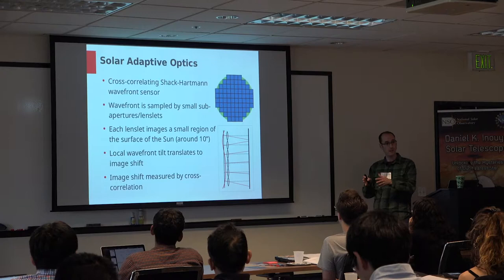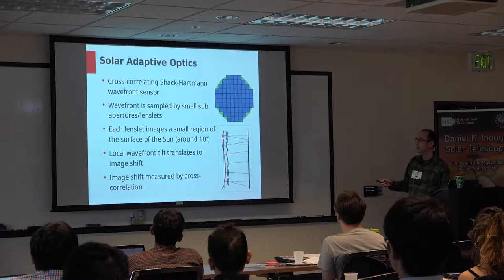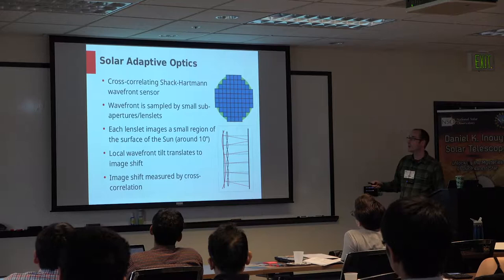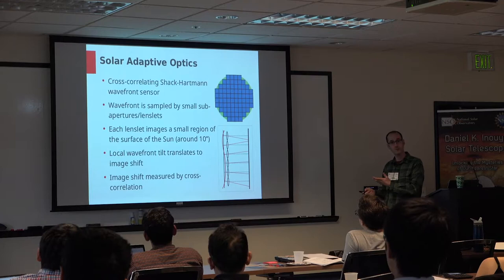Once you have a distorted wavefront, you'll have local tilt at every one of these subaperture locations. And this local tilt will translate into a shifted image at that particular location. So by measuring the local tilt in each one of these subapertures, you can extrapolate the first derivative of the wavefront, and that way reconstruct how the wavefront looks.